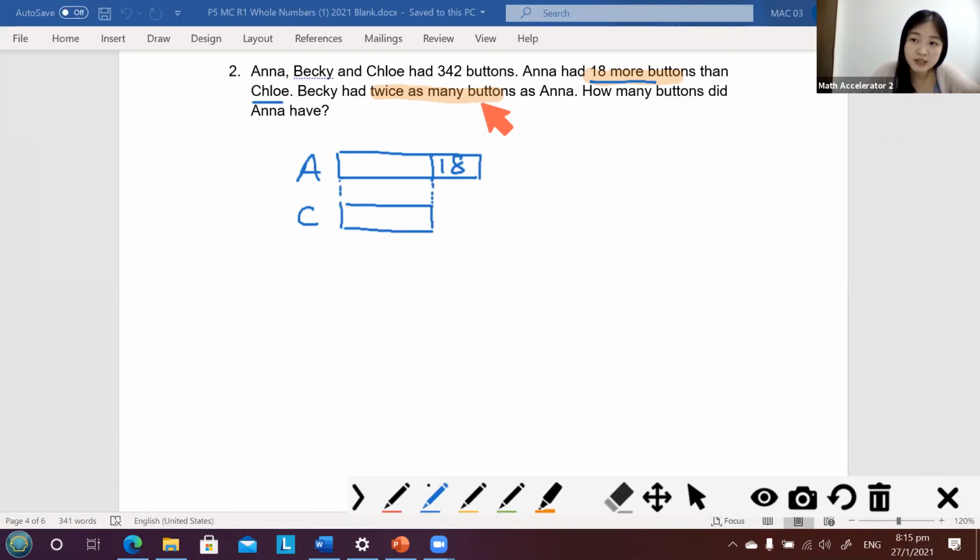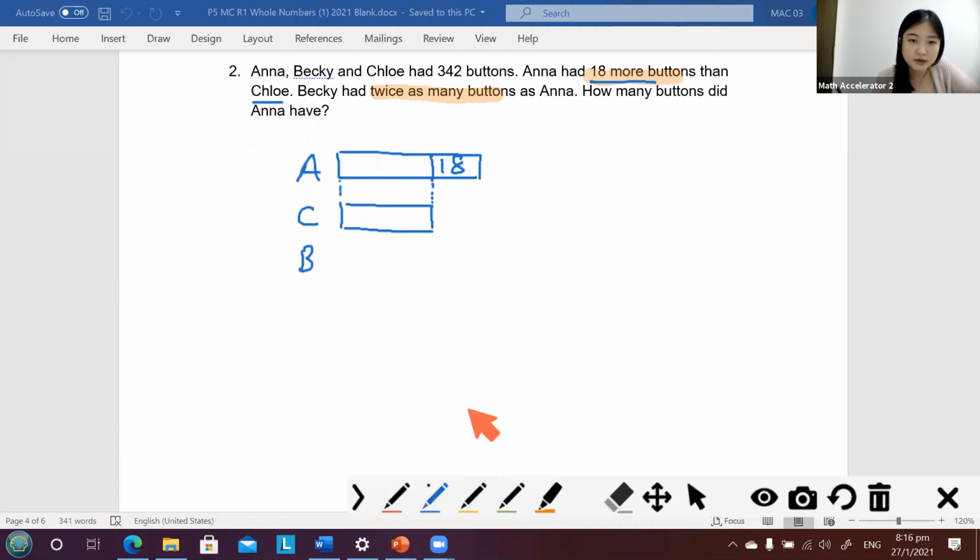Alright, and Becky has twice as many buttons as Anna. Can I give you about 30 seconds? Can you go and draw Becky's part of the model now? Take note, she's twice of Anna, right? How much should you draw for Becky? Okay, I'll give you some time. So you draw it now. Okay, all have it.